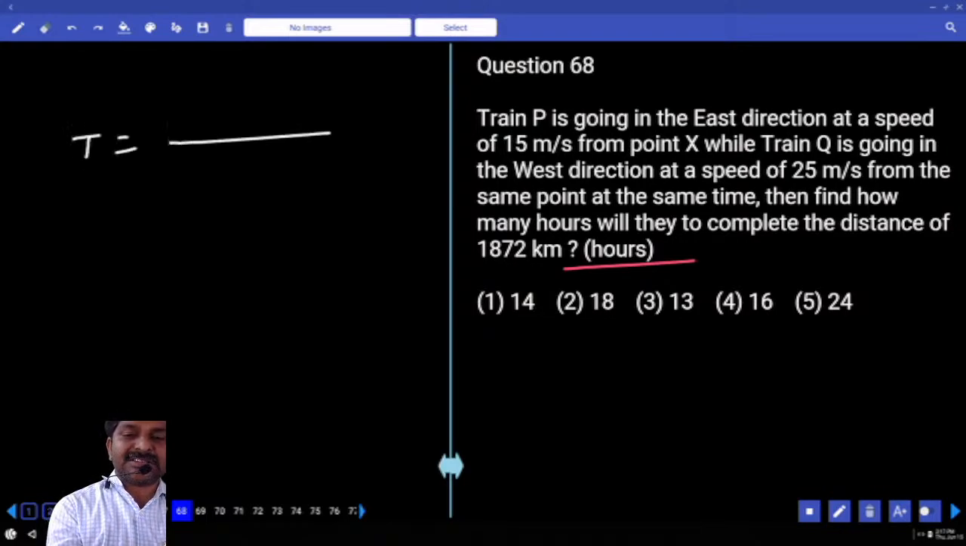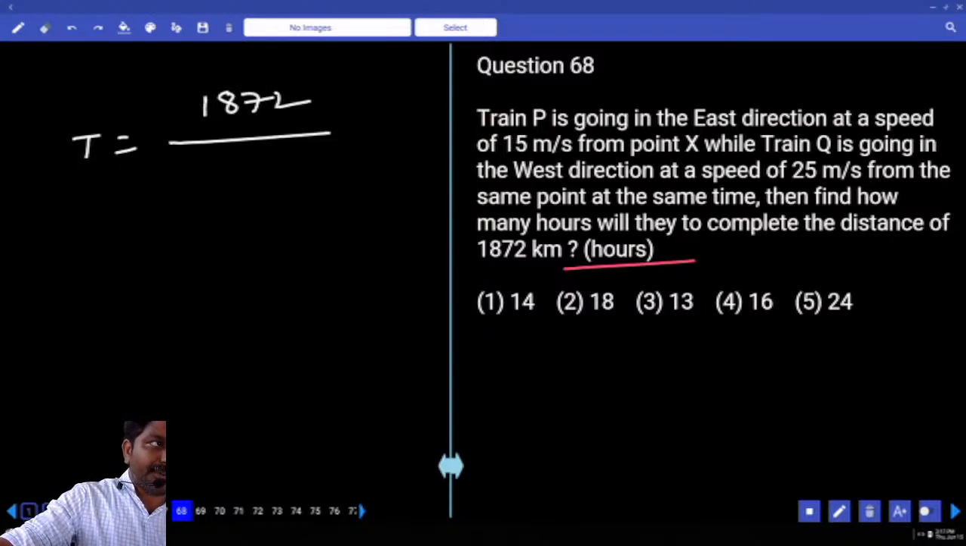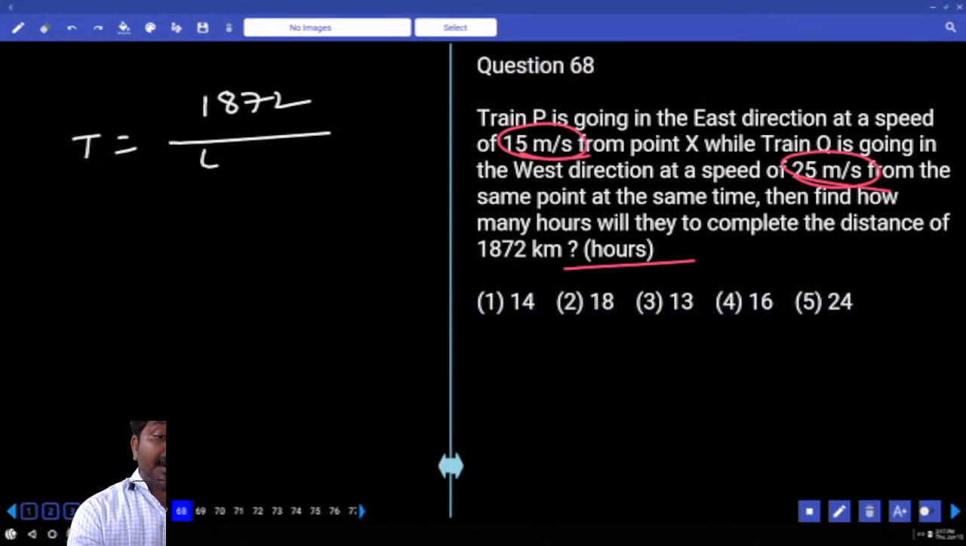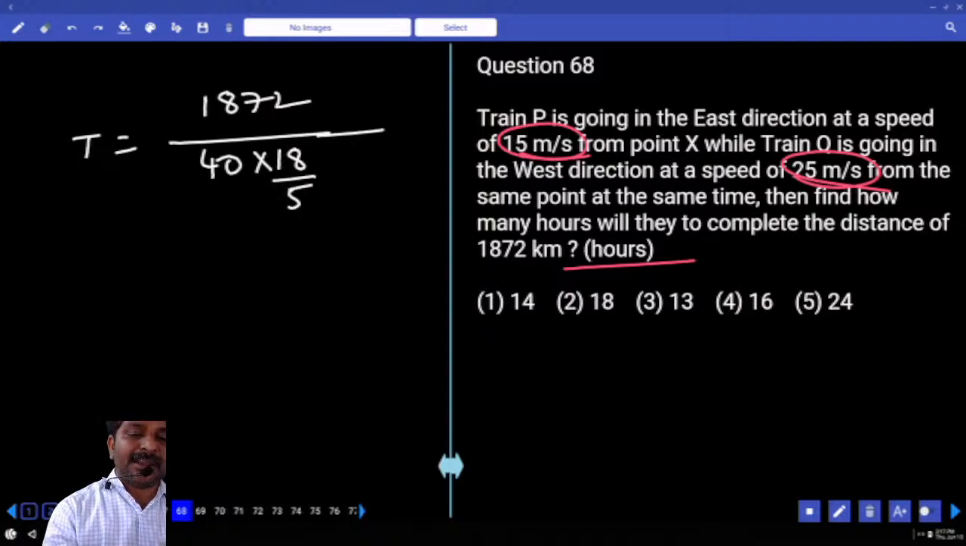Time is equal to distance by speed. How much is the distance? 1872. Speed, that's what we need to write, correct? When you have two different speeds, you must take relative speed. In what direction are they moving? Relative speed S1 plus S2. 15, 25, 40 meter per second. But you must convert into kilometer per hour, into 18 by 5, which comes in the numerator, or else you may write it like this.